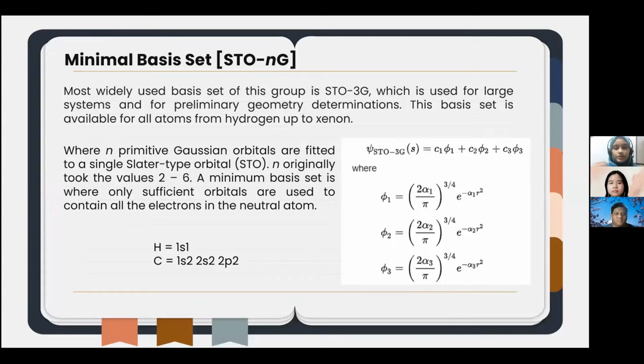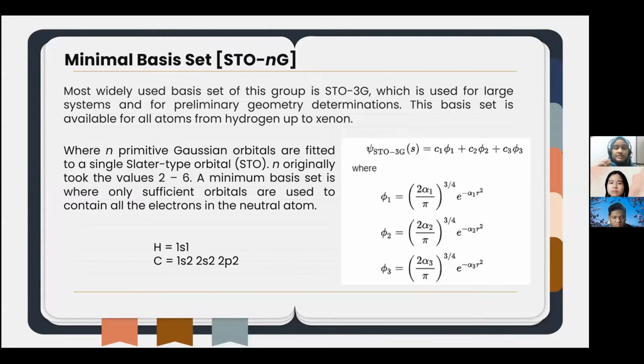So we continue to the minimal basis set. The most widely used basis set in this group is the STO-3G, which is used for large systems and for preliminary geometry determination. The basis set is available for all atoms from hydrogen up to xenon. The n primitive Gaussian orbitals are fitted to a single Slater-type orbital. The n originally took integer values from 2 to 6.